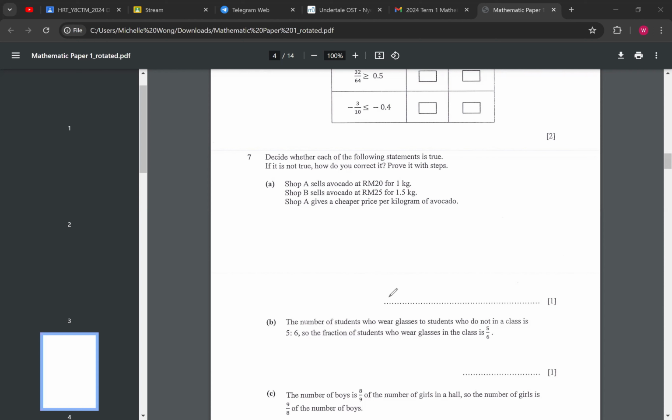So the answer is no. Shop B is cheaper than shop A because shop A sells 20 ringgit for 1 kg, while shop B sells avocado at 25 ringgit for 1.5 kg. If 20 ringgit is 1 kg, 1.5 kg would be 30 ringgit supposedly. But shop B only sells it for 25, so shop B is way cheaper.